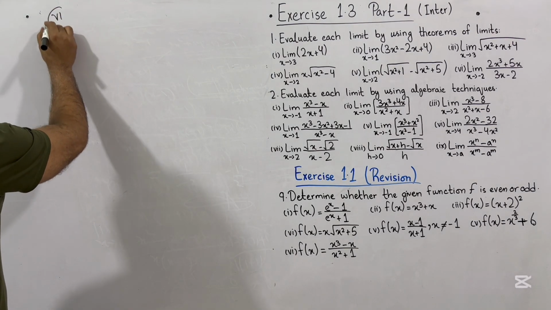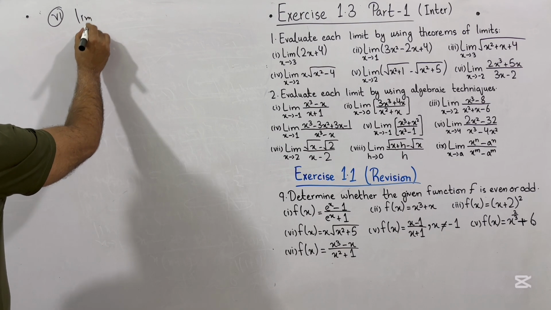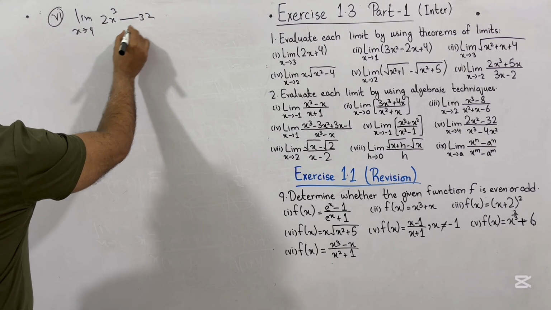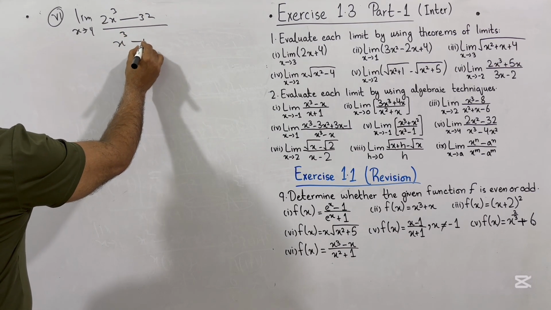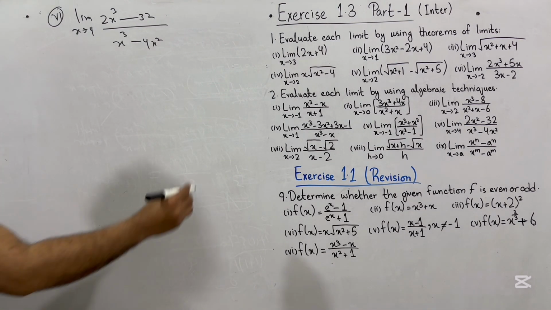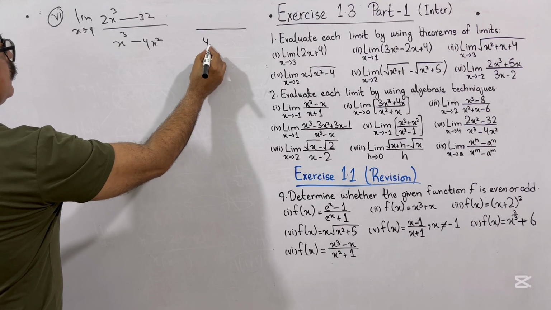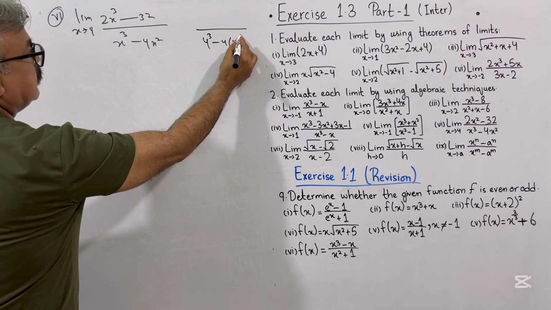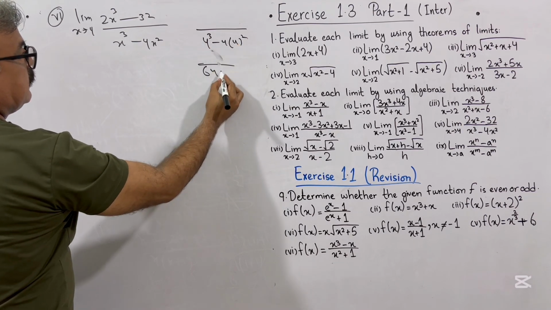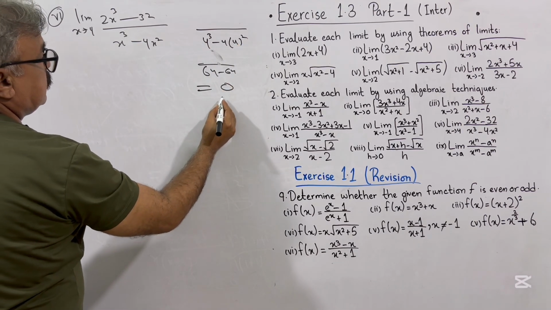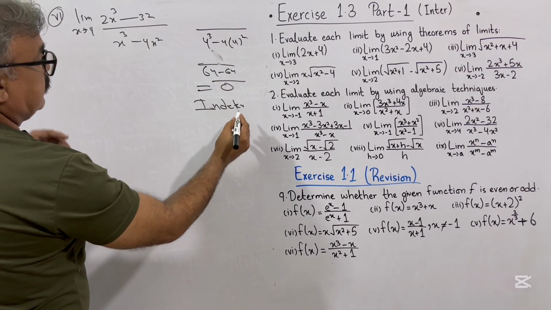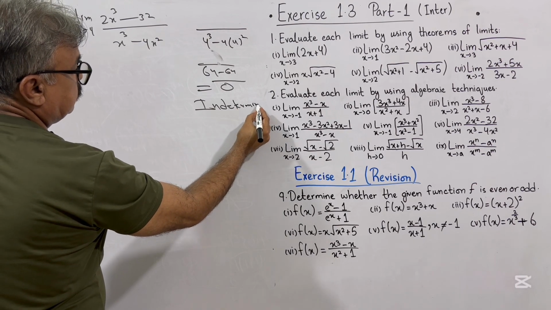Question number 2, part number 6. Limit x tends to 4, 2x cube minus 32, overall x cube minus 4x square. Mark my words, limit x tends to 4. Just put 4 in the denominator and check. 4 cube minus 4 times 4 square means we have 64 minus 16 times 4, it is also 64. Denominator is 0. Indeterminate form, we have to avoid this by factorization in that case.